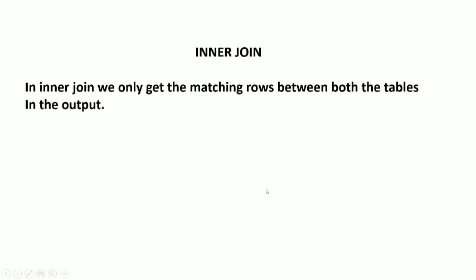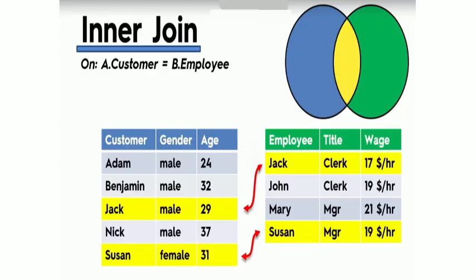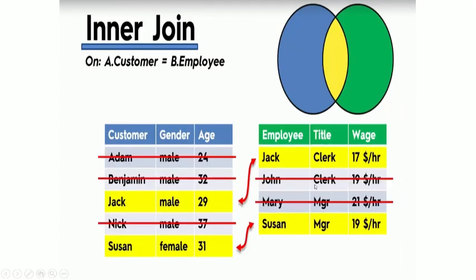Now first of all, we need to understand what is inner join. In inner join, we only get the matching records from both the tables. This is the definition of inner join. We only get the matching records from both the tables. We have a pictorial representation also, which will help you understand joins in a better way. For example, we have Jack matching with Jack and Suzanne matching with Suzanne. We are joining on these two columns, customer and employee.